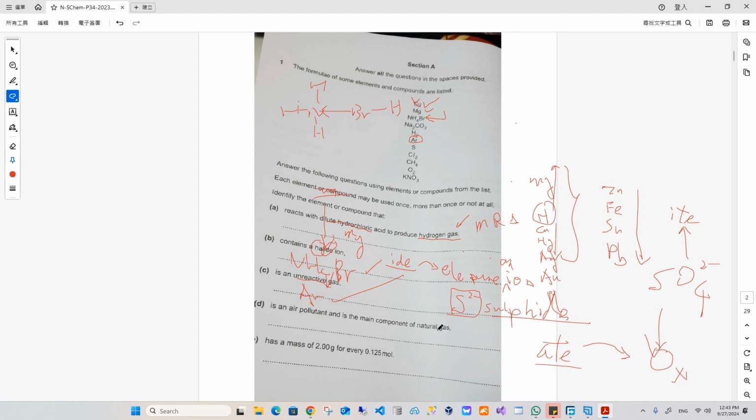It's the main component of natural gas. That means when you do fossil combustion, it comes out as a pollutant. That means some particle which is not part of the air. So CO2, H2, N2, those kinds of things are air compositions. Oxygen also. So they are gases, they are pollutants and... no, no, no. This is N-level paper. This is so evil. Then the best answer is this guy.